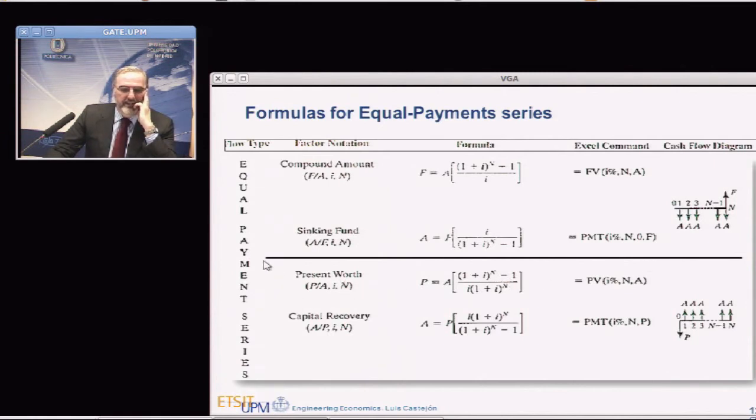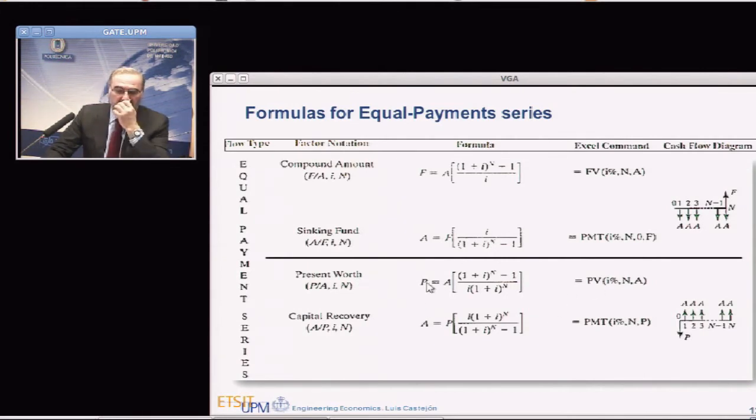What is the other case? This is why this table is divided with this straight line. This case is different from the two previous ones. In this case I know, or I want to know, the present value, and we don't have any future value. We don't have any future payment or future value. Our worry is to know the present worth, or to know the payment A for having a present worth. So these are the formulas, the factor notation, the present worth.